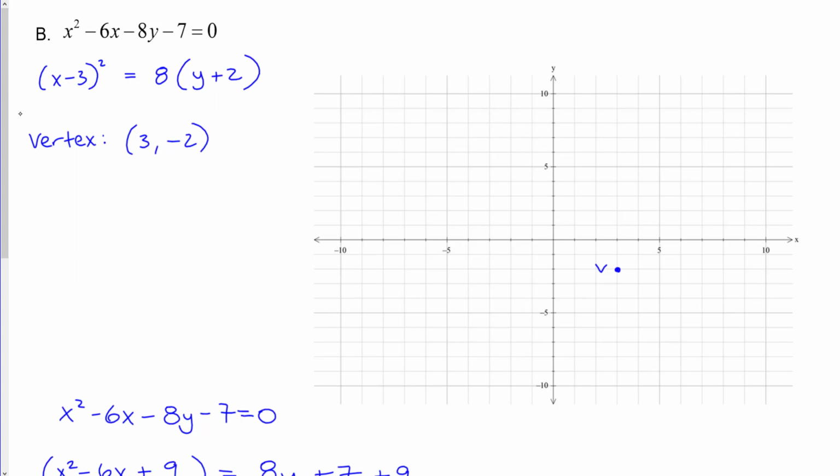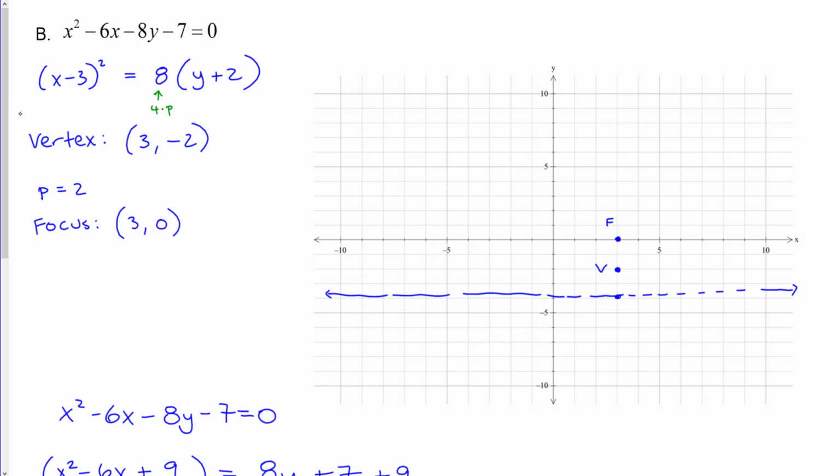Now, 8 is equal to 4 times p. So what that implies is if 4p equals 8, p is equal to 2. So that tells me that my focus is 2 units away from my vertex. So there's my focus, and actually 2 units on the other side, I have my directrix. So my focus is located at (3, 0), and the directrix is y equals −4.